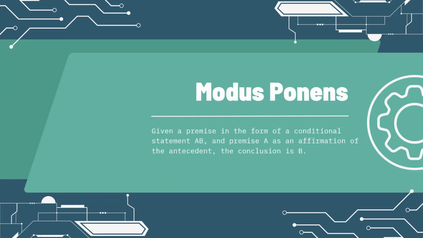The modus ponens gives a premise. If you are given a premise in the form of a conditional statement, that is, if A, then B, and the premise A as an affirmation of the antecedent, then the conclusion is B. Meaning, if you have if A then B, and A has been confirmed to be true, then that means B is also confirmed to be true.